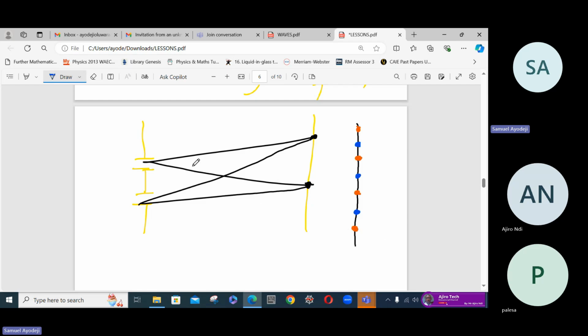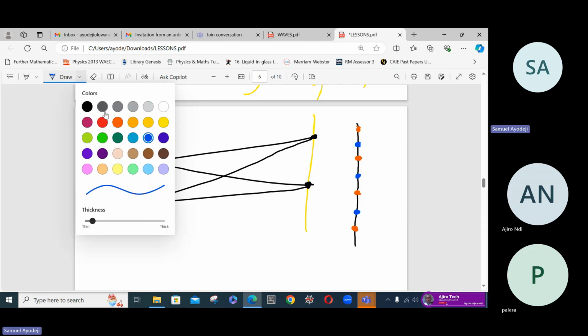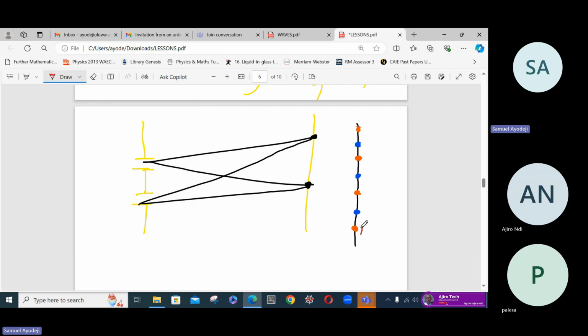Let me call this one a bright dot, and this one will be a dark dot. You have bright, you have dark, then you have bright. That's how it operates. So when you see bright fringes, dark will follow, and if you see dark, bright will follow.